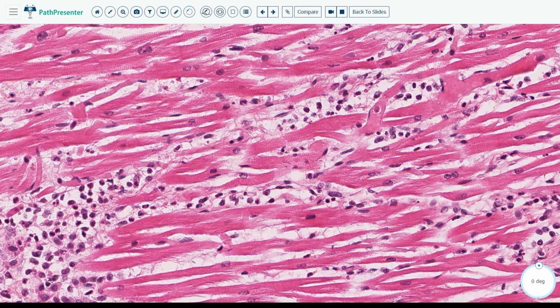At this power, you can see a lot of inflammatory cells. There are inflammatory cells right here, and right here. There are quite a few, and they are infiltrating the cardiac myocytes. Some of these cells are neutrophils. The ones with round nuclei, for example, right here, are lymphocytes. The ones with lobulated nuclei, for example, right here, are neutrophils. This is the appearance of myocarditis. Let's go on to our next case.